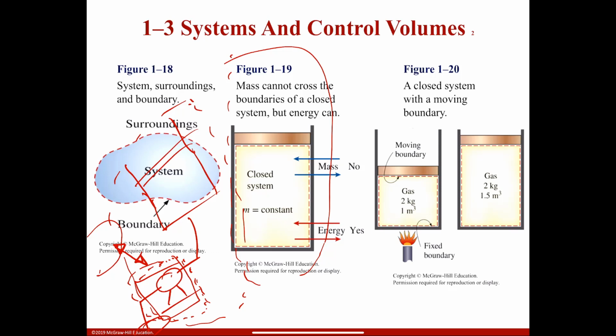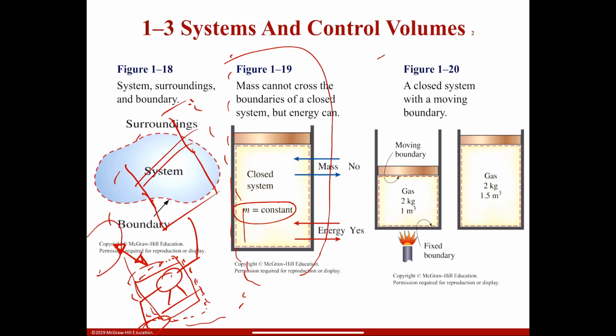Figure 119, that's in your book. Mass cannot cross the boundaries of a closed system, but energy can. So you have a closed system. Why is this system defined as closed? Super simple. It's perfectly sealed, and there's no mass coming in or going out, and therefore your mass is constant. That's why your system is closed. You have energy coming in and out, but we don't have to worry about that right now.